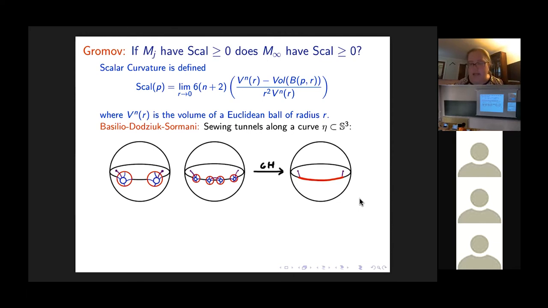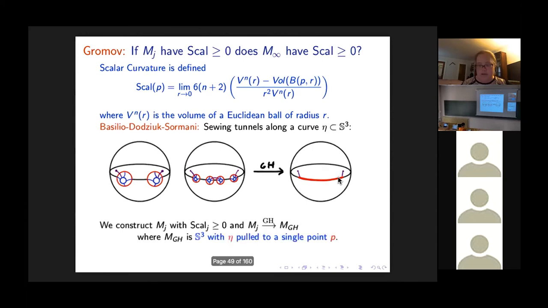We also checked, and it was the Swift. It's a Swift limit. It is intrinsic flat limit. The volumes are converging to the volumes. So this is actually converging to the sphere with a single thread here that's been pulled to a point. This thread is identified to a point.